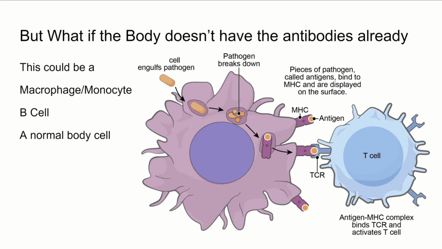So we have the initial steps here. The initial steps revolve around a cell engulfing a pathogen, that pathogen being broken down, and then something interesting is going to happen. We're going to take pieces of that pathogen, those antigens that we've talked about before, and place them on a protein. That protein is called MHC, major histocompatibility complex, which you just have to know as MHC. Then we're going to move that MHC to the surface of the cell, and we're going to wait.